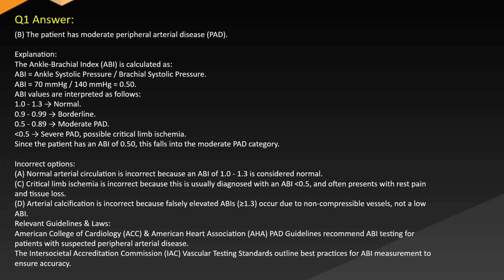Incorrect options: A. Normal arterial circulation is incorrect because an ABI of 1.0 to 1.3 is considered normal. C. Critical limb ischemia is incorrect because this is usually diagnosed with a lower ABI. D. Values above 1.3 occur due to non-compressible vessels, not a low ABI. Relevant guidelines and laws: American College of Cardiology (ACC) and American Heart Association PAD guidelines recommend ABI testing for patients with suspected peripheral arterial disease. The Intersocietal Accreditation Commission (IAC) vascular testing standards outline best practices for ABI measurement to ensure accuracy.